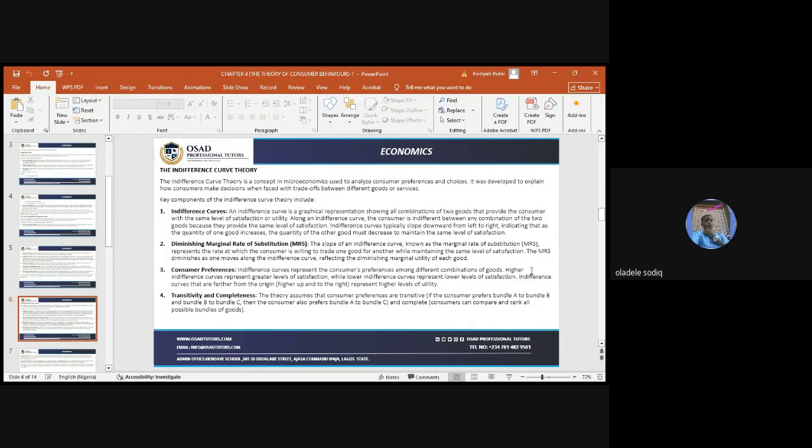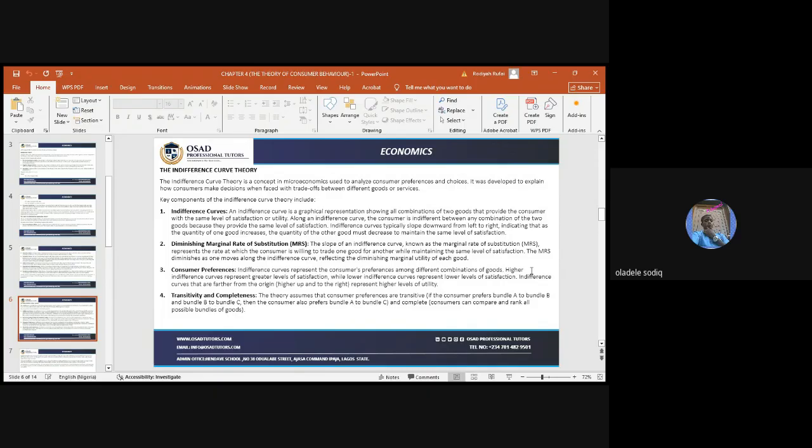Okay, so thank you. So we have the indifference curve. So what is indifference curve? The indifference curve theory is a concept in microeconomics used to analyze consumer preferences and choices. It was developed to explain how consumers make decisions when faced with trade-offs between different goods or services. It is used in microeconomics.